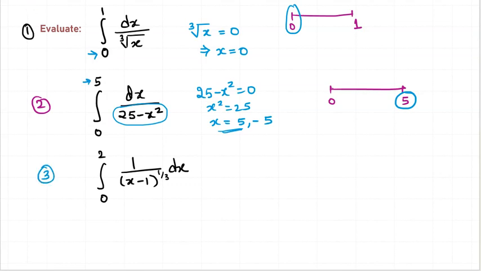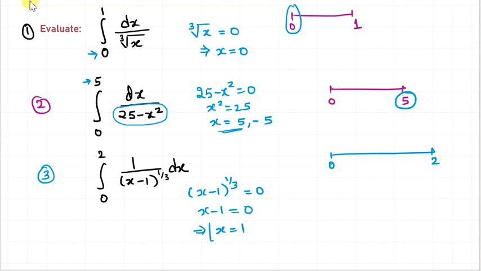And the third situation, the third example, is 0 to 2. So your limit of integration is 0 to 2. Now if we look at the denominator, x minus 1 to the power 1 over 3 equal to 0. This gives you x minus 1 equal to 0, that is x equal to 1. So what is happening? It's neither the lower limit nor the upper limit, but a point 1 which is in the middle. In this video we will see how to solve these three types of questions.